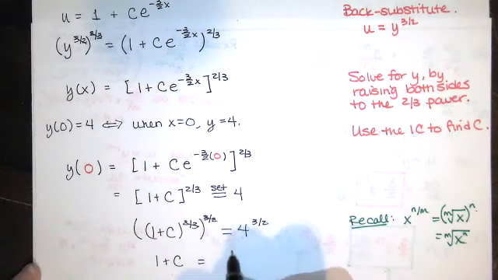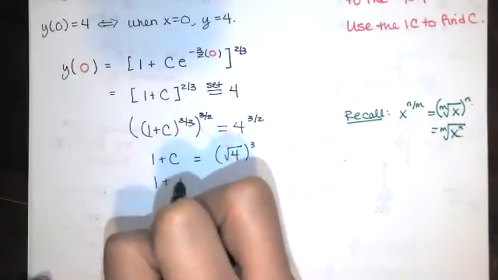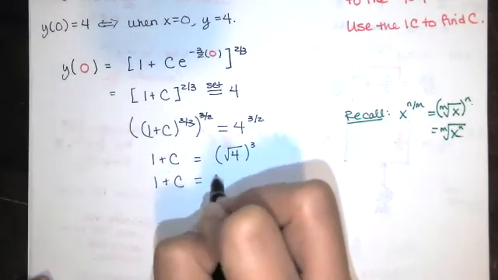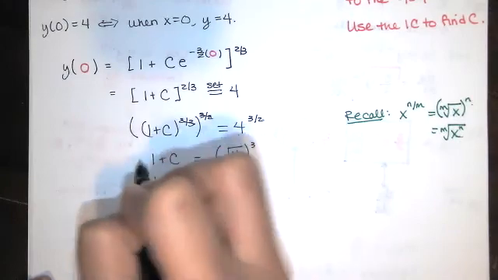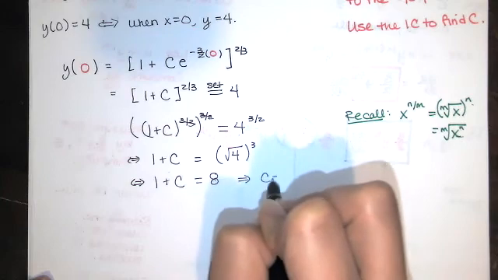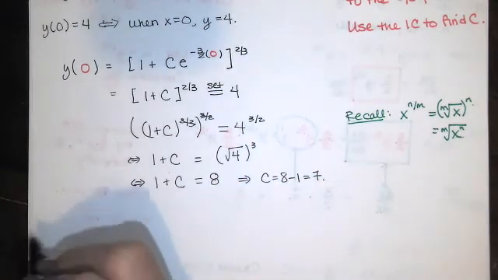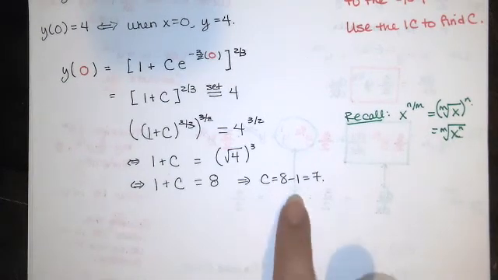That 2 in the denominator tells me I've got to take the square root of 4, and then we want to cube it. Square root of 4 is 2, 2 cubed is 8. So c is 8 minus 1, which is 7. All right. Now you're not finished until you back substitute.